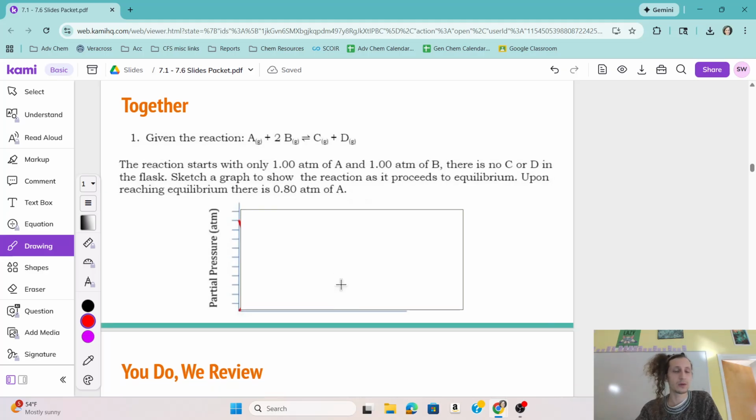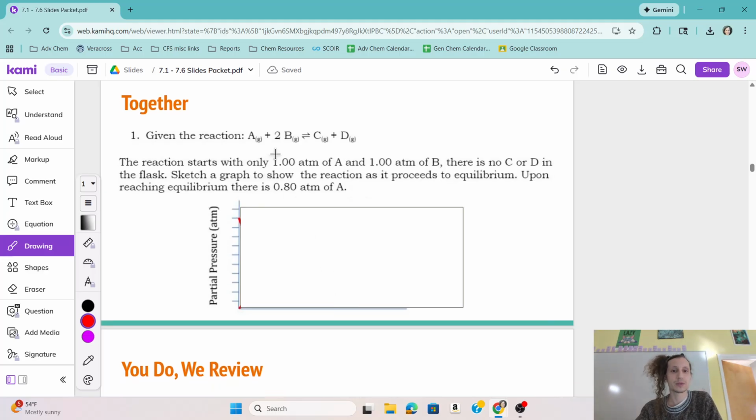Okay, so we've got a little reaction right here. A plus 2B turns into C and D. Initially, we start with 1 atmosphere of A and 1 atmosphere of B, and we start with no C or D. So let's just call this 0.1. That's 1 ATM. And initially, I've just got 1 atmosphere of A and B. Let me make B a different color. Let's make this B. So it's at the same point. That's B. Okay. When we reach equilibrium, there is 0.8 ATMs of A.